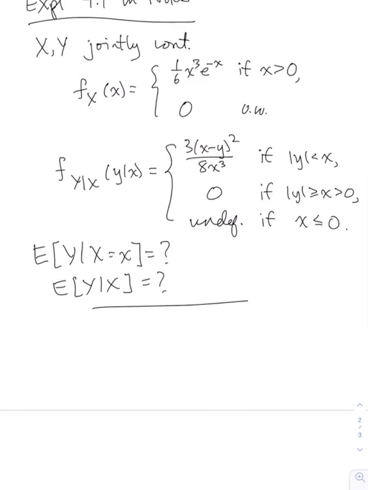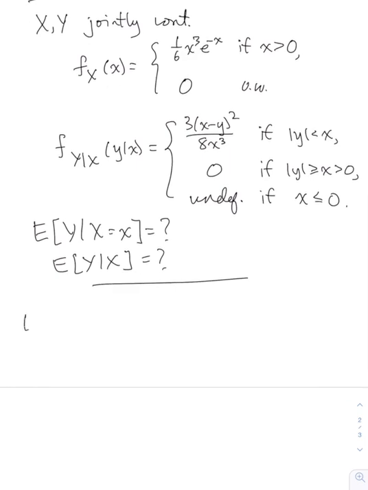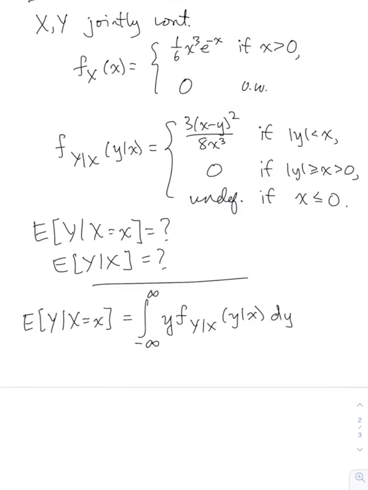Okay, so we'll just start off. With the first one, we have the expected value of y given x equals little x. So y is a continuous random variable, so it's going to be an integral. We want to integrate little y times the density of y, but we want to use the conditional density. Oops, it's y given x, not x given y. Sorry about that. Integrated dy. Now, the integrand there is undefined when x is less than or equal to 0. So that means my conditional expectation is undefined if little x is less than or equal to 0.